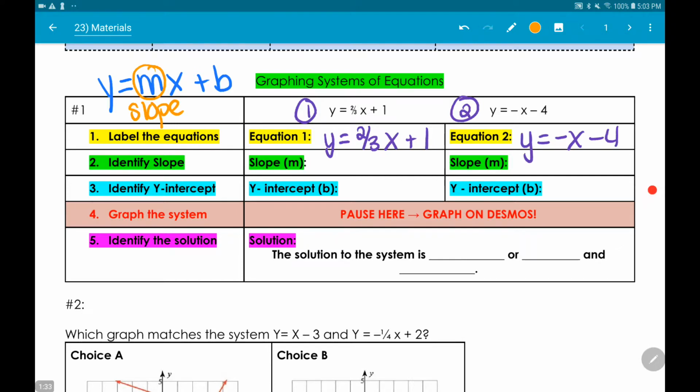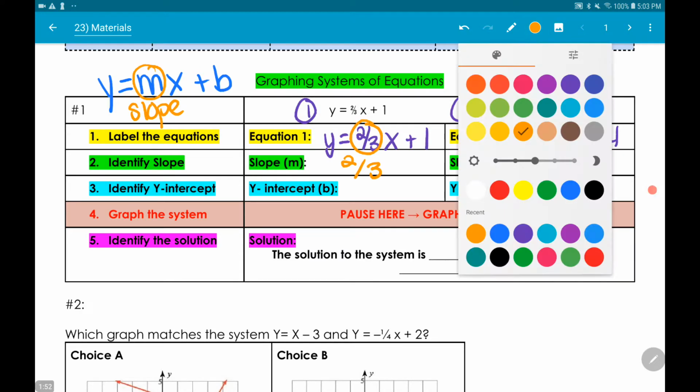So for step 2 here, I need to identify my slope. So slope goes next to the x. I don't include the x, but it's just by itself. So in this case, I only see a negative there. So what number goes with that negative? That's a -1. All right, that's how I get my slope.